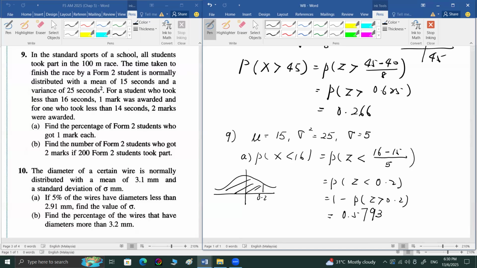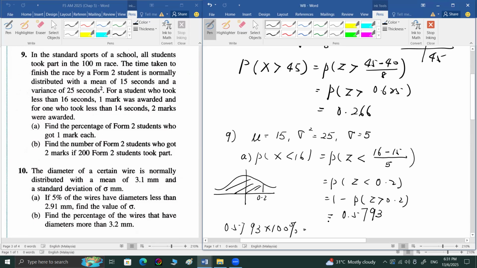Then for the upper limit, you apply 0.2. Remember the way, class? Now, when the question mentions percentage, can you see percentage? So this is a probability. When you're asked to tell the percentage, you recopy this one, times 100%.